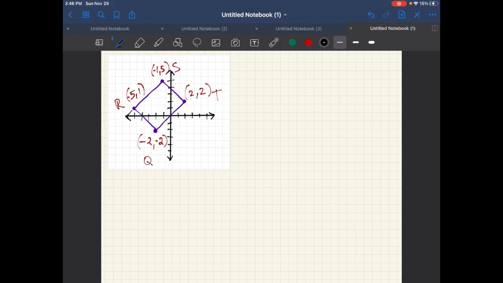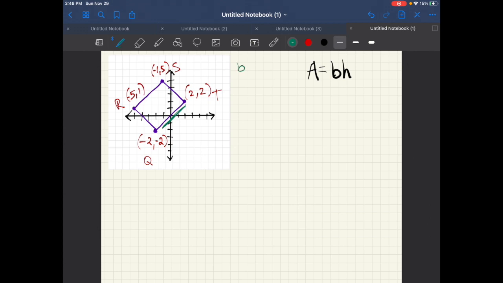All right, so we need to find the area of RSTQ. So it is a rectangle, so we're going to say, all right, the area of any rectangle is going to be the base times the height. And again, this doesn't mean anything until we identify those.